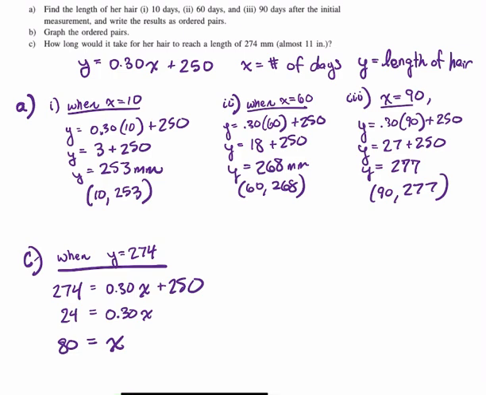Which makes sense, because at 90 days, we were at 277. So it should be sometime before 90 in order to get 274, a shorter length. Assuming there hasn't been a haircut in between. So x tells us this value, x equals 80, means it will take 80 days for the hair to grow to 274 millimeters.